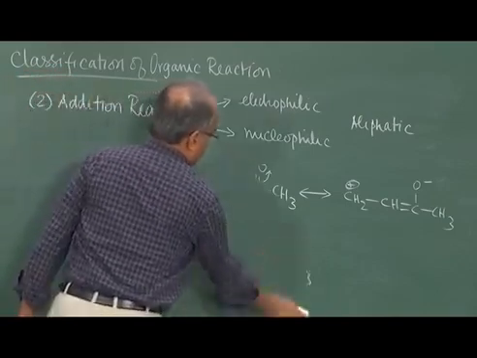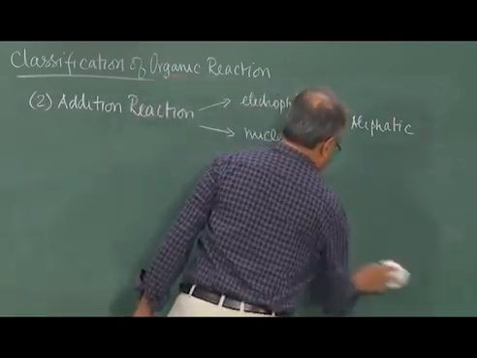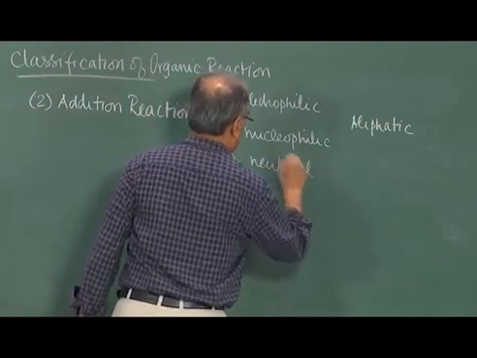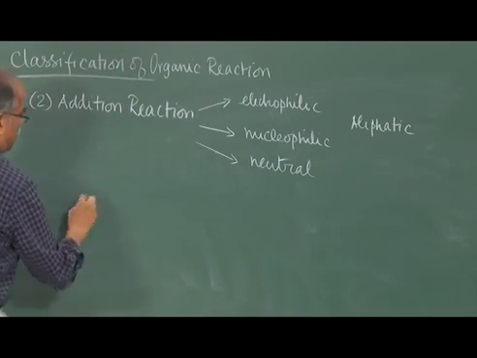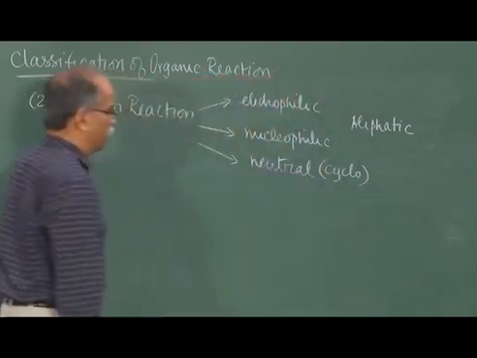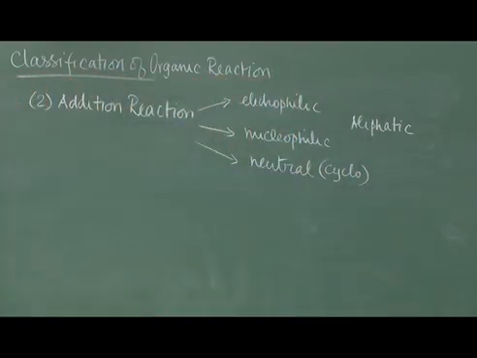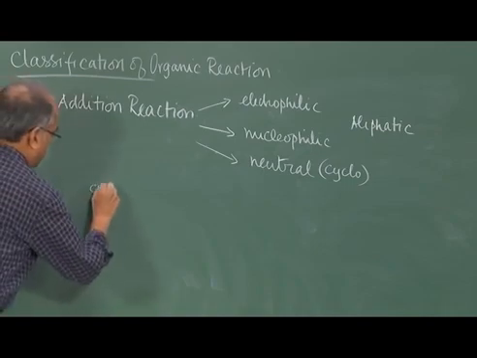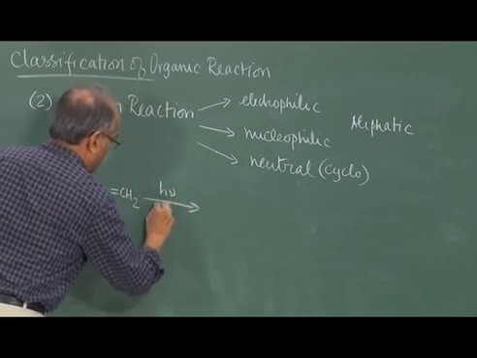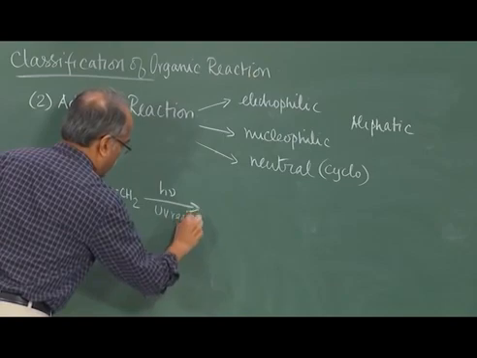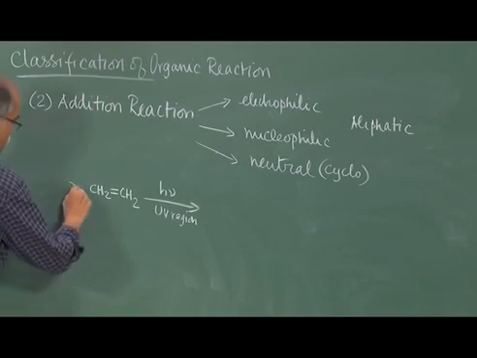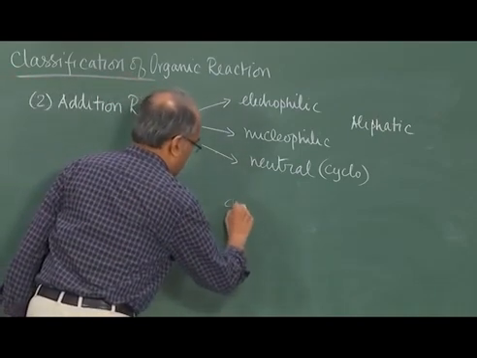There are also some addition reactions, which are fairly advanced organic chemistry reactions, which will be neutral in nature. I will give you one example of an addition reaction. These are also called cycloaddition reactions because they form cyclic compound during the course of the addition reaction. Let us take the example of ethylene. If ethylene undergoes photolysis in the UV region, in other words, if you shine UV light on the ethylene molecule, two ethylene molecules undergo addition reaction to give cyclobutane as the product.